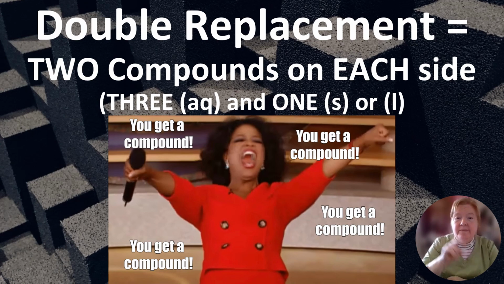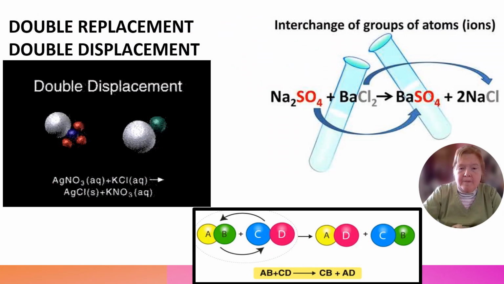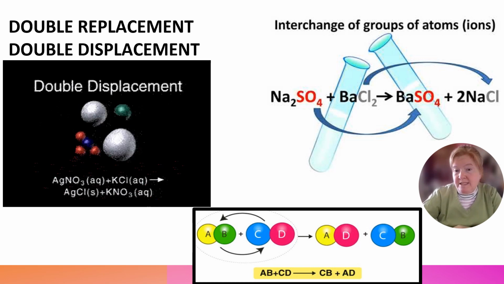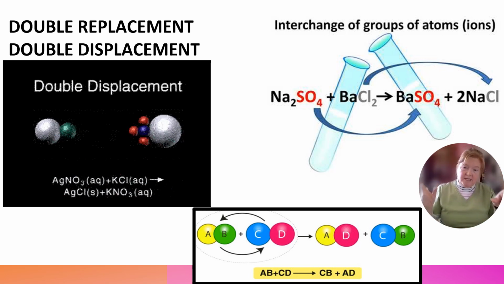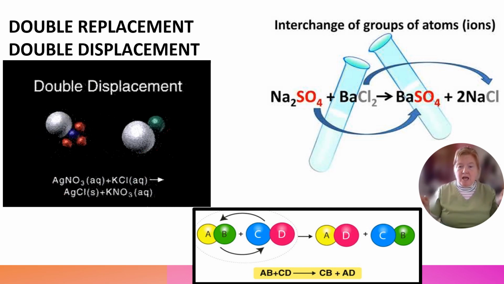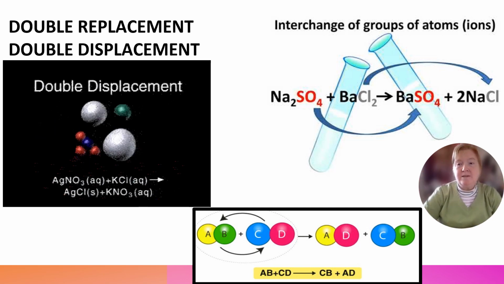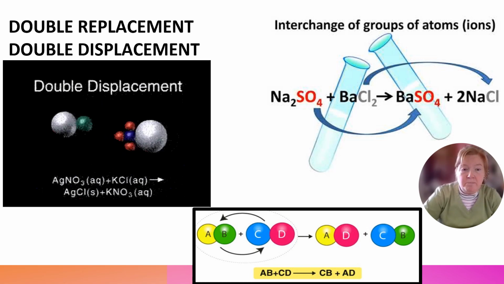So double replacement, two compounds, double on both sides. So two compounds on one side, two compounds on the other side. There's just been a switch. So let's see what it looks like. Here we can see one in action. Again, two compounds on the reactant side, two compounds on the product side, but we have elements swapping places, so the compounds end up different on both sides.